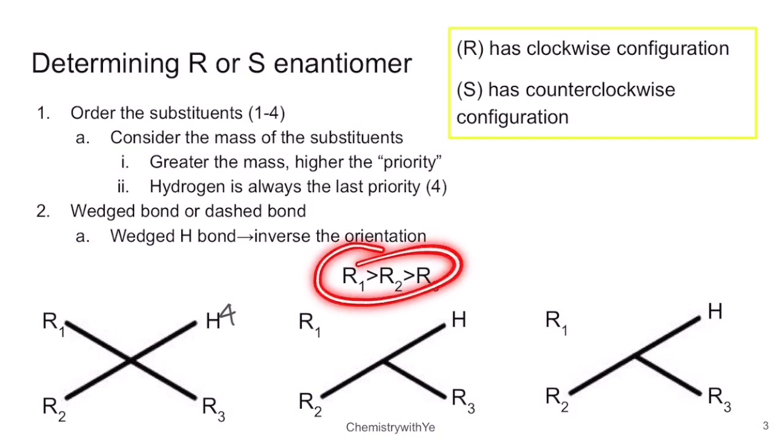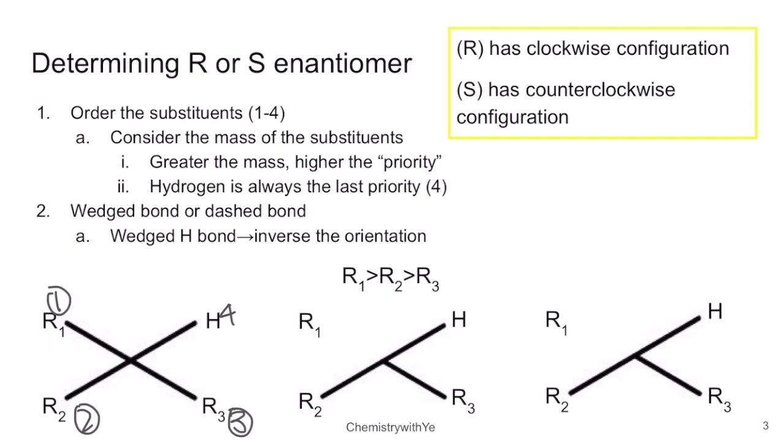Then based on this chart here, which is representative of the mass of the substituents, R1 would have the highest priority, so we would number that 1, and then 2 and 3 accordingly. This is representative of the counterclockwise orientation of substituents, which is representative of the S enantiomer.